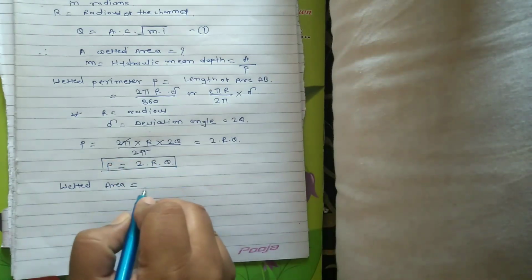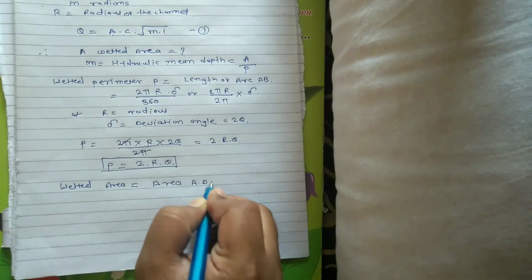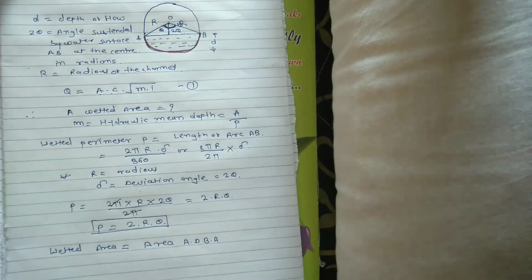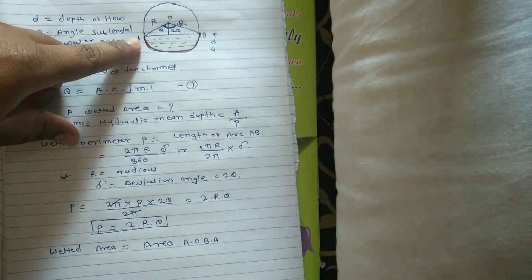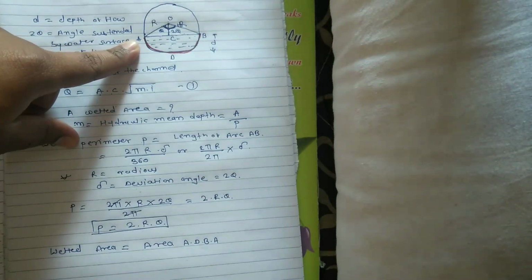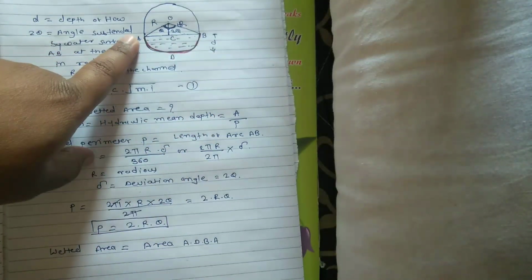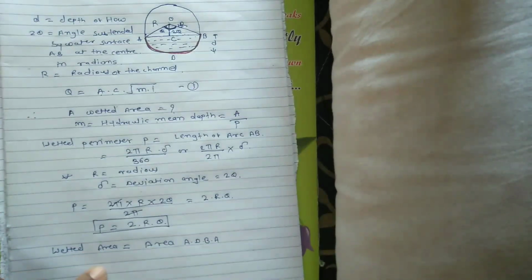Just see here, the weighted area is nothing but the area ADBA, right? Now what is ADBA? Suppose this point is D and this point is C, right? What is the weighted area or area of flow? This is nothing but ADBA. So once you find this area of ADBA, then you will get that weighted area, right? So how to determine that weighted area?